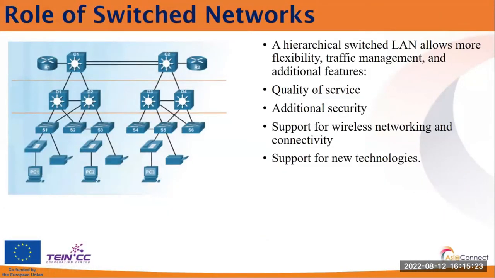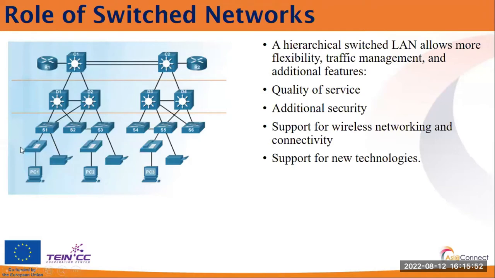So here we can see some roles of a switched network. You see here the quality of service, additional security, support of wireless networks and connectivity, and support for new technologies. And you can see here the different layers of the network, where these are multilayer switches. That means layer 3 switches, and these are layer 2 switches. Hope you can see my cursor that I'm moving.